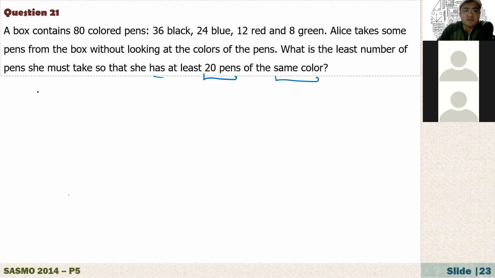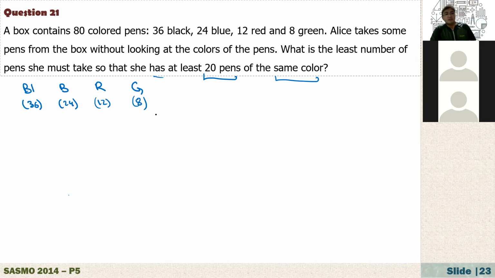Now how many different colors do I have? I have black, blue, red, and green. How many of each? 36 black, blue 24, red 12, and green 8. Actually, if I just pick 20 and all of them are black, it's good, but it does not guarantee me 100%. That's why I'm thinking of the worst scenario.